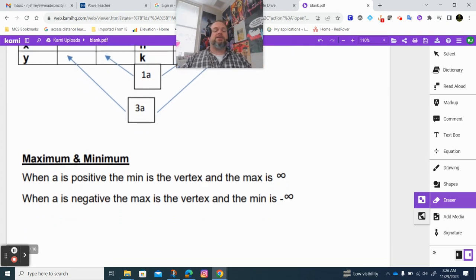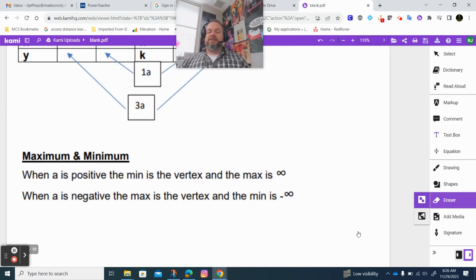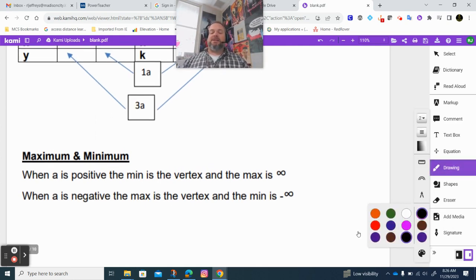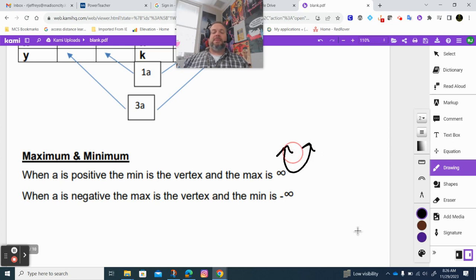All right. Here's the deal. When a is positive, I would draw this. A is positive, you get a smiley face. That means the vertex is the minimum. It's going to be the smallest thing, and the max is going to be infinity because it's going to keep going forever.